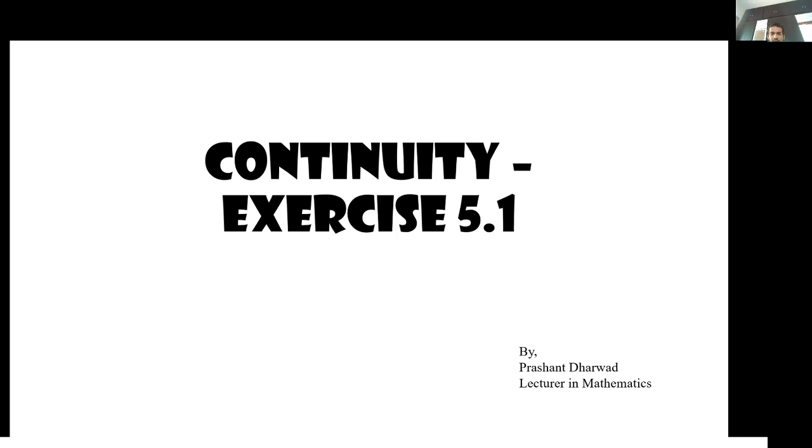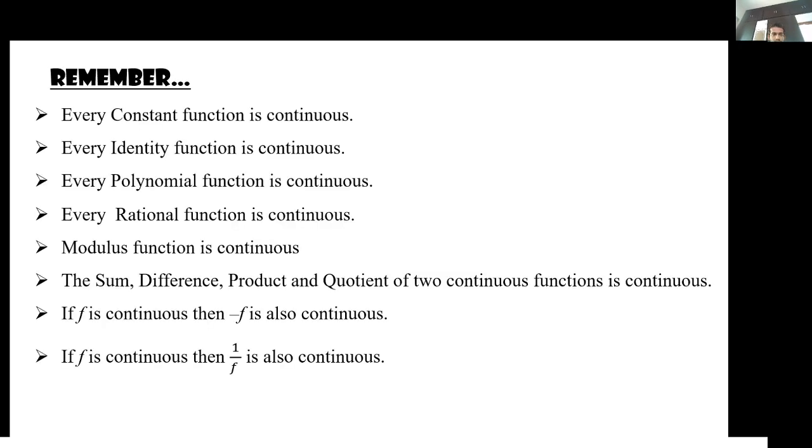Today let us see some exercise problems on continuity. Before going to the examples, you need to remember these things. Already I had given the proofs of all these results in the previous videos. That is, every constant function is continuous, every identity function is continuous, every polynomial function is continuous, every rational function is continuous, and the modulus function f of x is equal to modulus of x is a continuous function, and this we have seen in the form of first theorem.